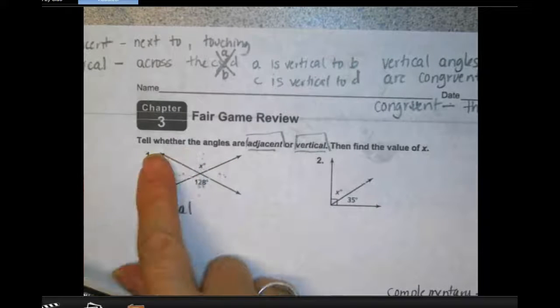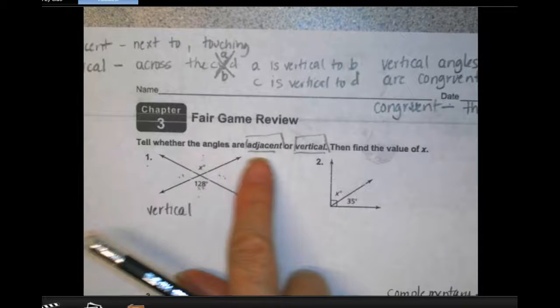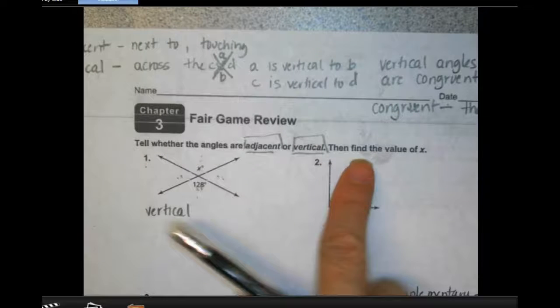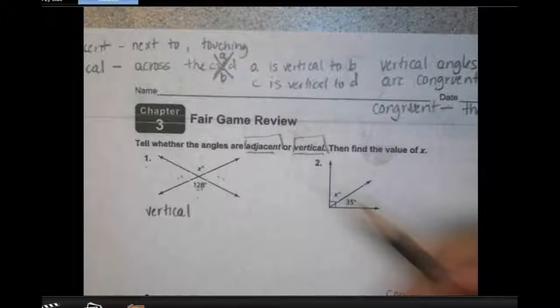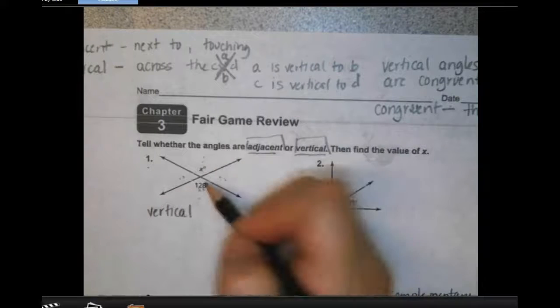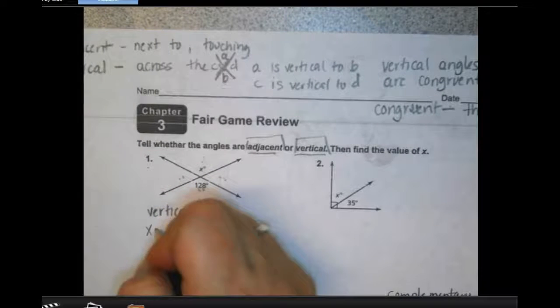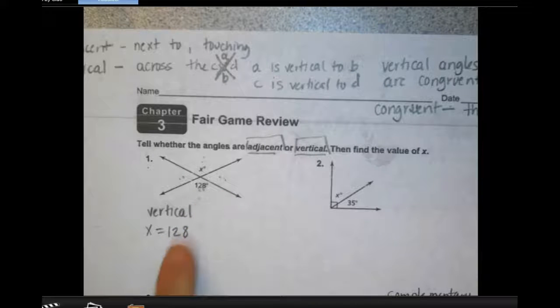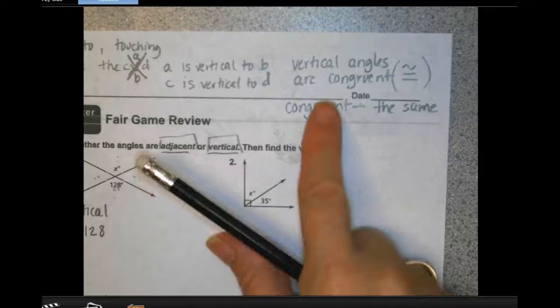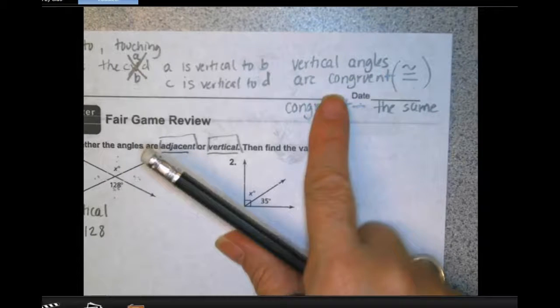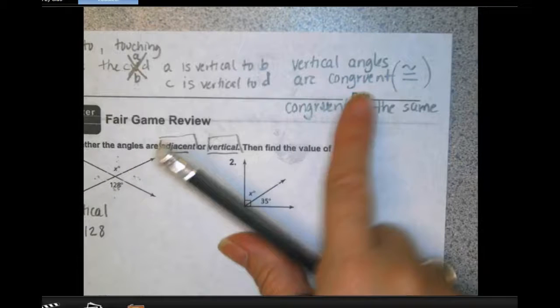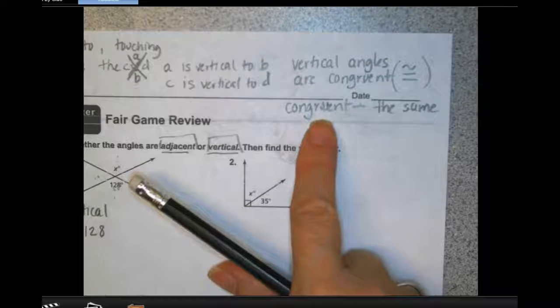But look at my directions. It says tell whether the angles are adjacent or vertical. And then it says find the value of X, right? So, Jordan, you're telling me that angle X is going to equal 128. Can you tell me why it's going to equal 128? I mean, vertical angles are congruent. And what do we know about congruent angles? They're the same.